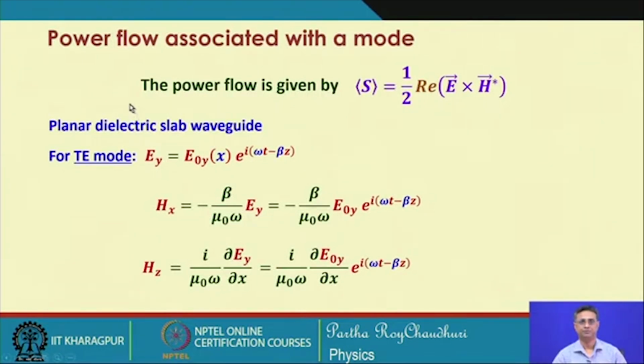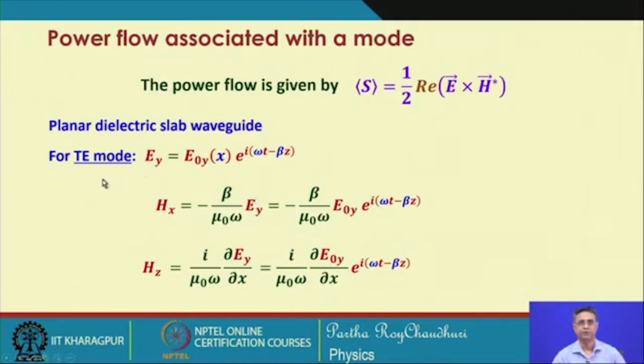So, power flow associated with a mode. Know that the power associated with a mode can be determined from the calculation of Poynting vectors. Time average of S is equal to half the real part of E cross H star, where H star is the complex conjugate of the magnetic field vector. First, we will consider the case of a planar dielectric slab waveguide and the TM modes, and we will see that this calculation is also valid for the other modes and approximately valid for almost all such waveguides.